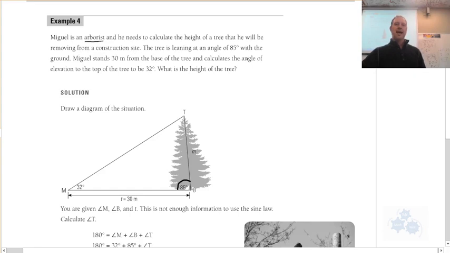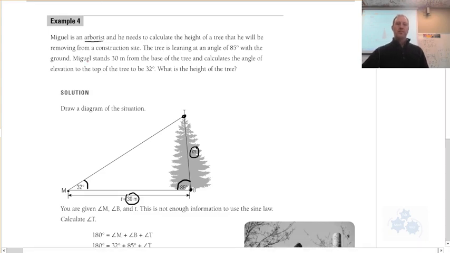The tree is leaning at an angle of 85, so there's our angle of 85, with the ground. Miguel stands 30 meters from the base of the tree and calculates the angle of elevation, which is right here, to be 32. So what's the height of the tree? This is 30, right here. So here's our situation. I have a triangle that's not a right triangle. I'm trying to find this length right here. That's the height of the tree.